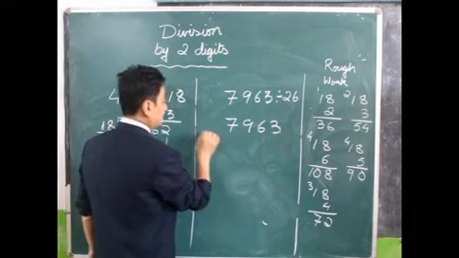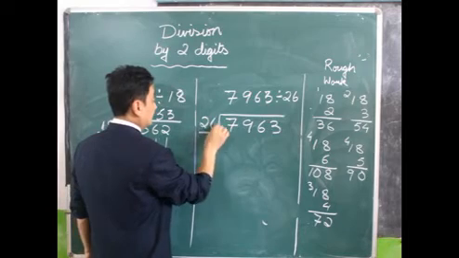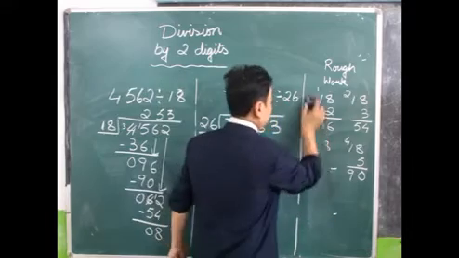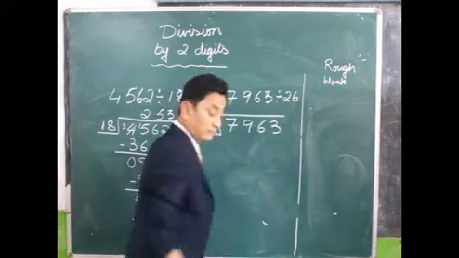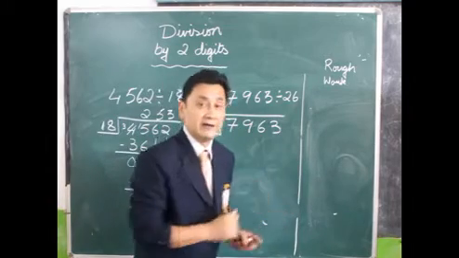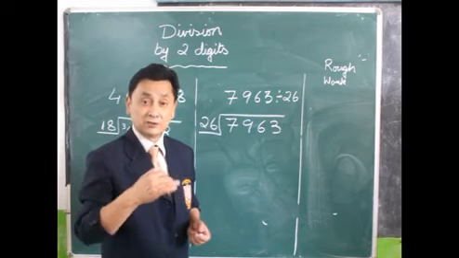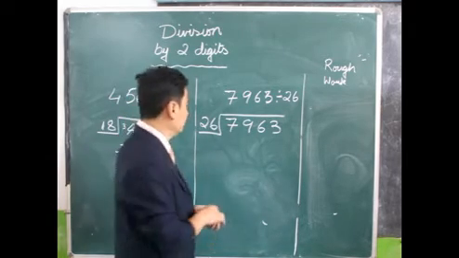7963 divided by 26. So don't think of this number 26 as a big number. How will I know how to do 26 times table? When you do it in the rough column, everything will be easy. Why? Because you learned your 2 to 9 times table, and that's enough. Okay?